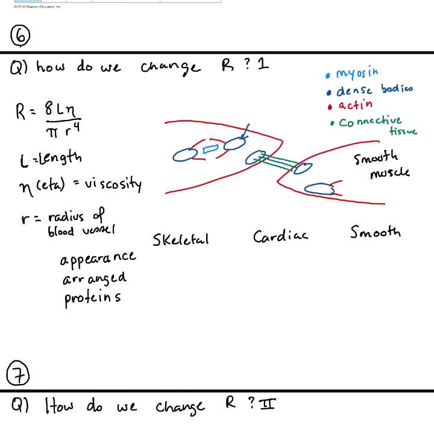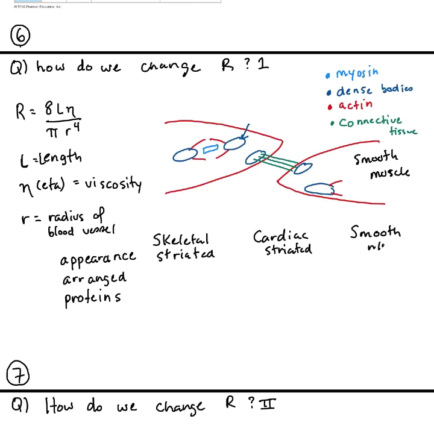Okay, so we've talked about different kinds of muscle up until this point, so let's look at them in a collective way, just to make sure, if we start talking about them on an exam. So first of all, we noticed that the appearance of our skeletal and cardiac muscle, they were striated muscle for both.